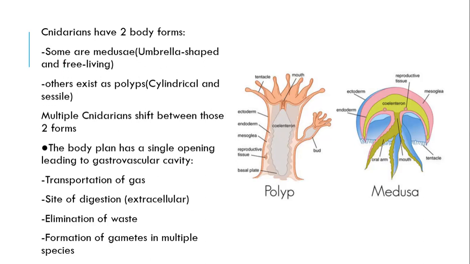So the gastrovascular cavity that is linked to this opening is used in transportation of gas. It's used for digestion, elimination of wastes, and formation of gametes in multiple species. Basically it has the most important functions. Why? Because as I said, cnidarians don't have systems. They don't have an excretory system or a urinary system to excrete wastes, etc.